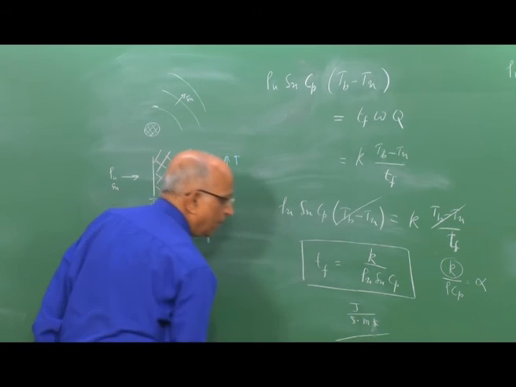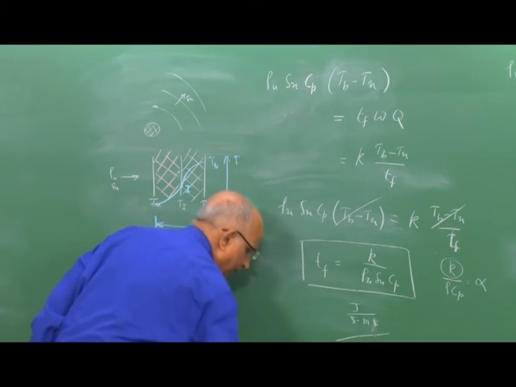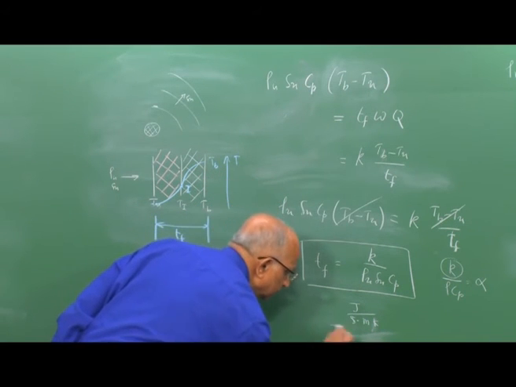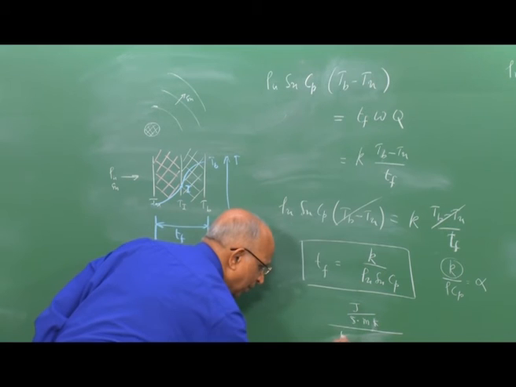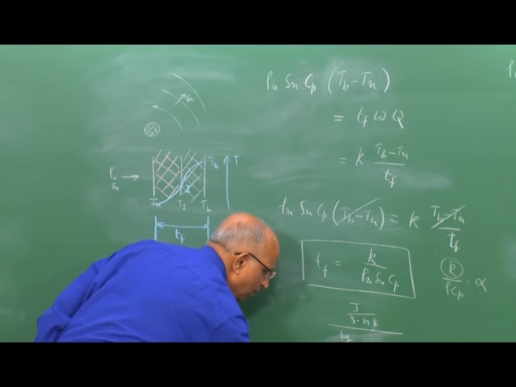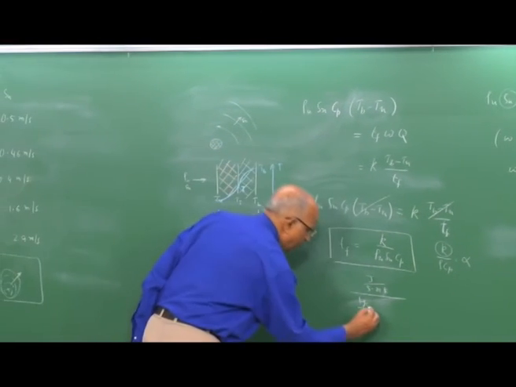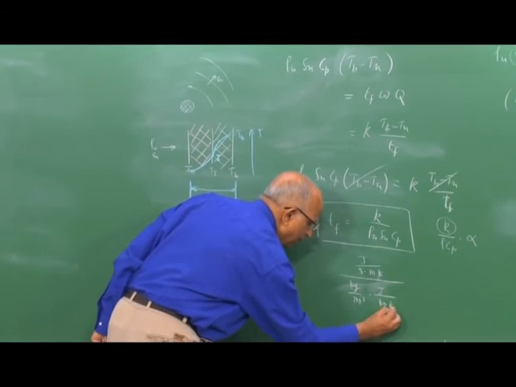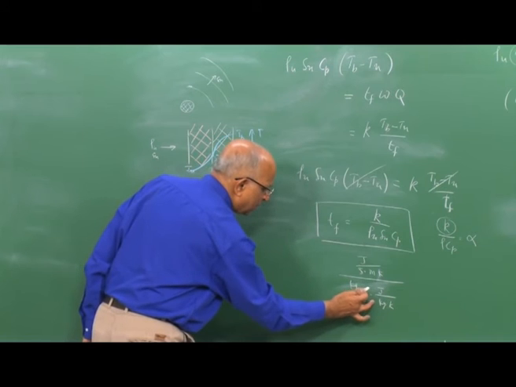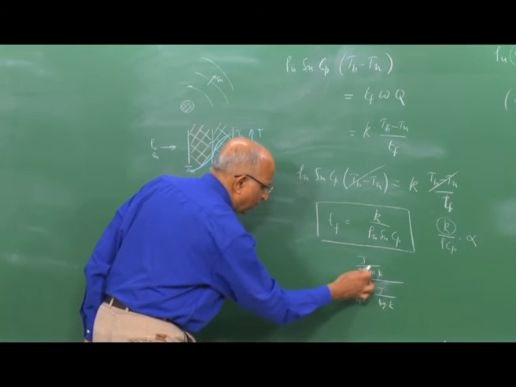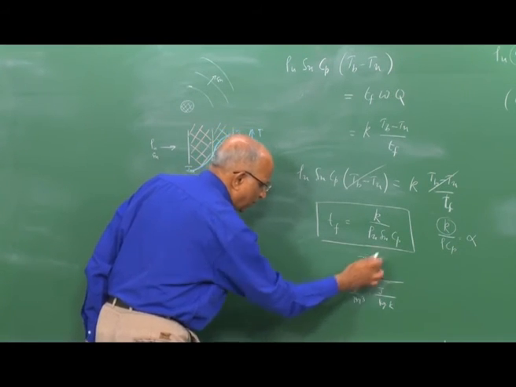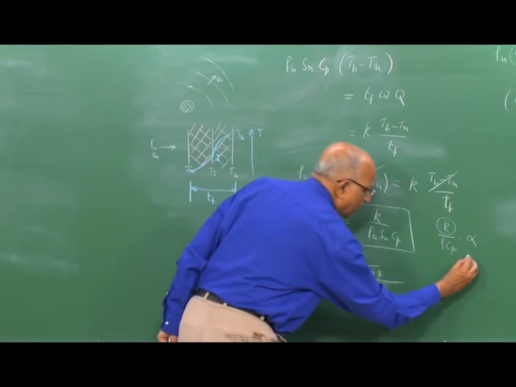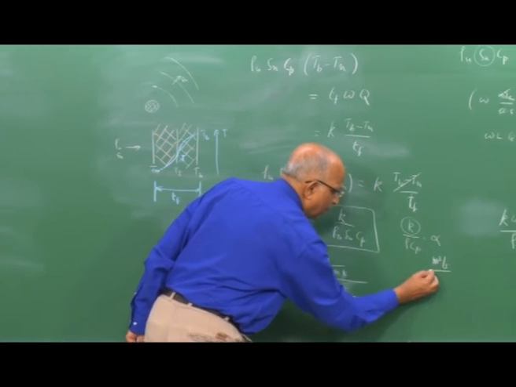Rho is kilogram per meter cube density, specific heat again joules per kilogram Kelvin, and therefore kilogram gets cancelled, joule gets cancelled, meter cube, meter square comes in the numerator. I am left with a second. The unit of thermal diffusivity is meter square per second.